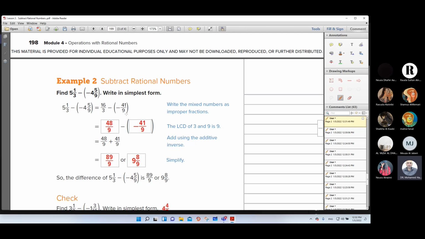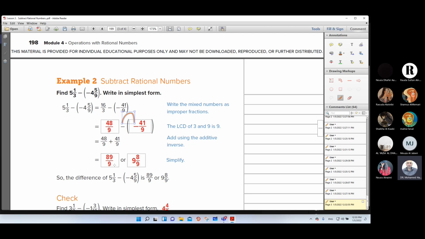Now, we cannot subtract here directly, because here we have 3, here we have 9. So we must make it the same denominators. Which number times 3 equal 9? 3. So you can multiply the first fraction by 3. 16 times 3 will be 48, and 3 times 3 will be 9. Now, negative, 41 over 9. Negative times negative means positive. Now, 49 plus 41 over 9 means 89 over 9.